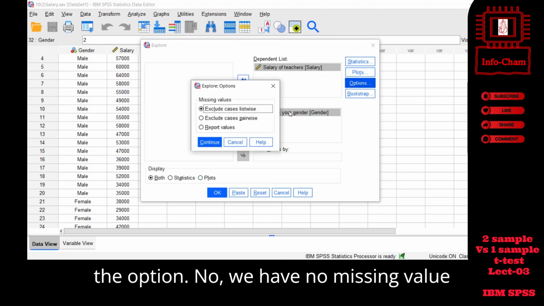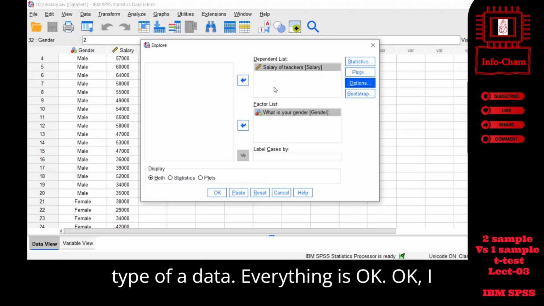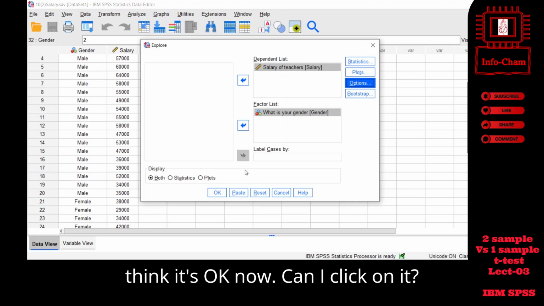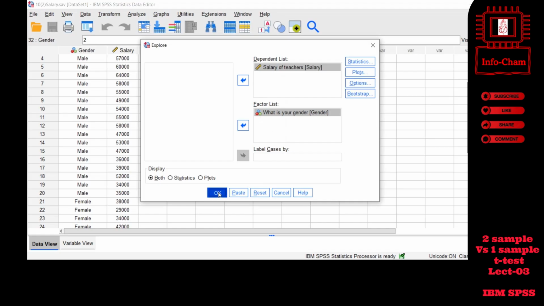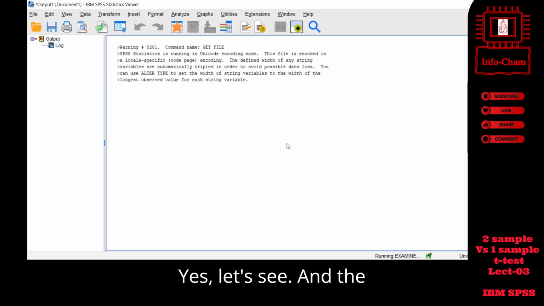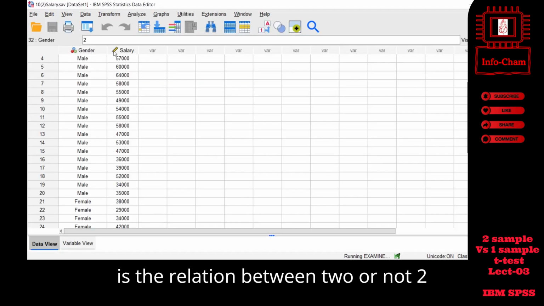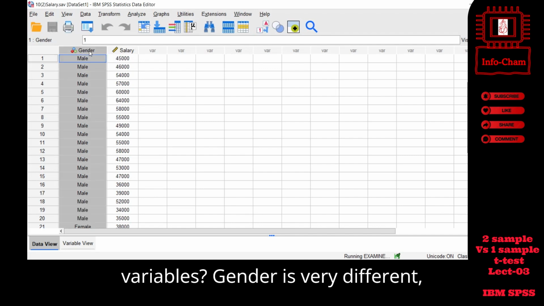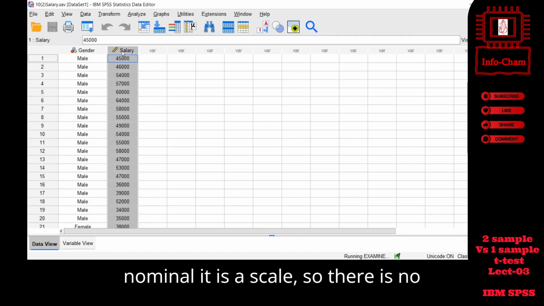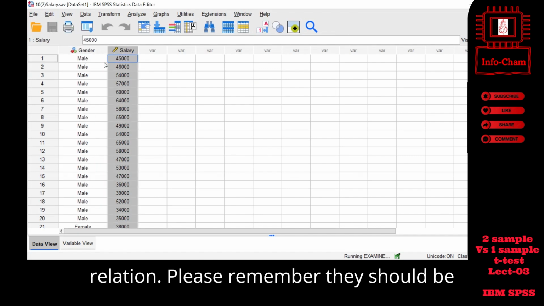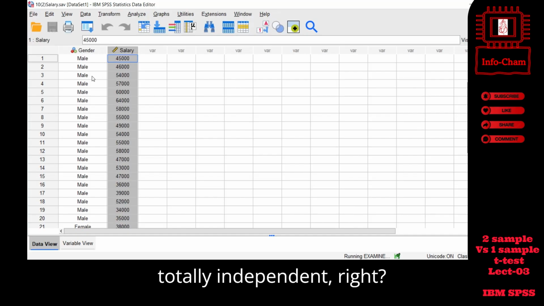Okay, let's see what the option is. We have no missing values in the data, everything is okay. Now can I click on it? Yes, let's see. Another basic rule is independence. Can you see whether there is a relation between the two variables? Gender is very different, nominal, and the other is a scale. So there is no relation. Please remember they should be totally independent.